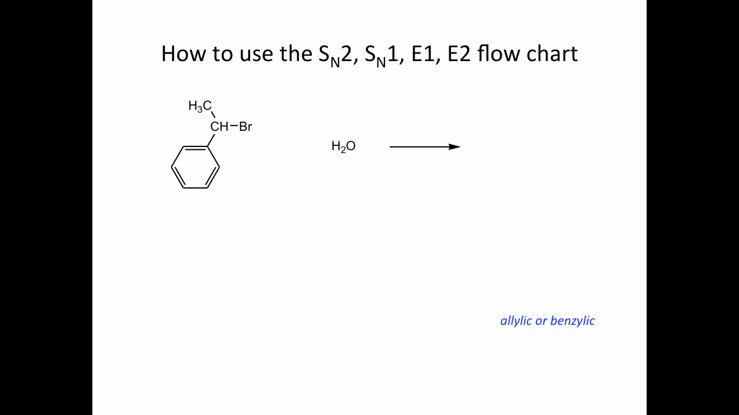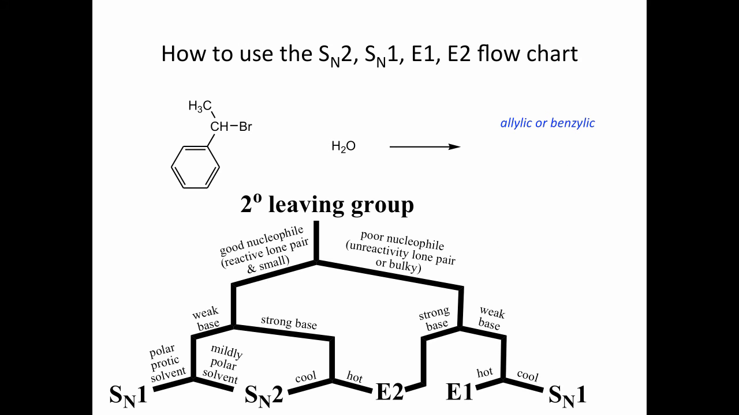What if we have a secondary substrate that also happens to be allylic or benzylic? Now we have a substrate that not only could form a secondary carbocation, but that carbocation would be resonance stabilized. Again, our question is, is this a good or poor nucleophile? It's still relatively small. It does have a lone pair for nucleophilic addition, but it doesn't have a charge, so it would tend to be a fairly poor nucleophile. Our next question to ask, is there a strong base? Well, of course, water is not a strong base, so we go down the weak base pathway.